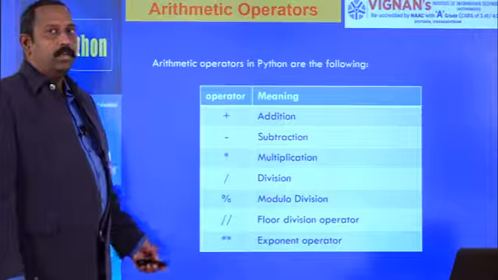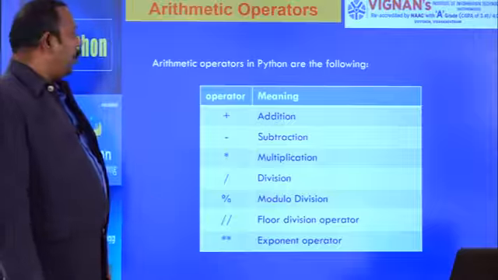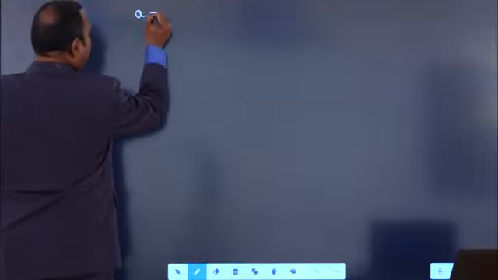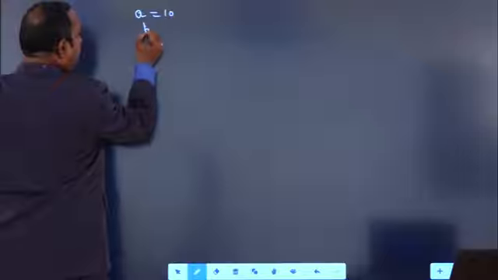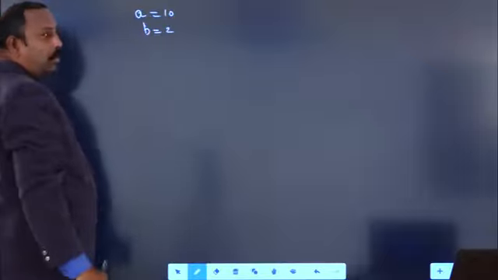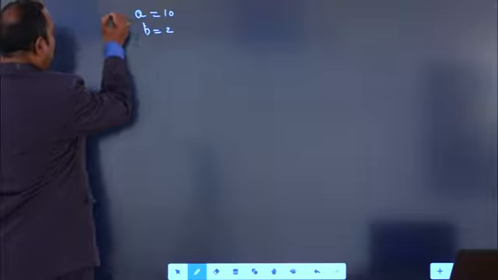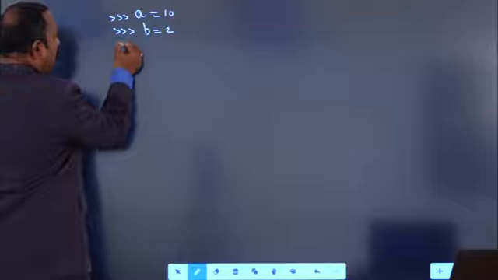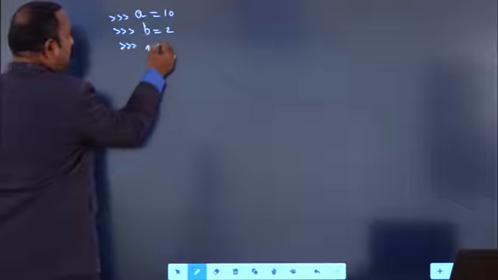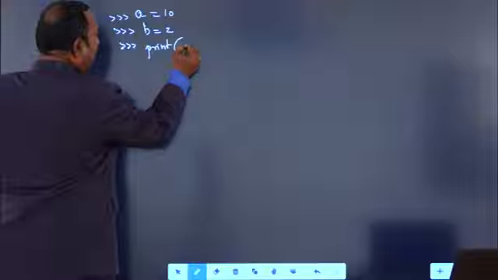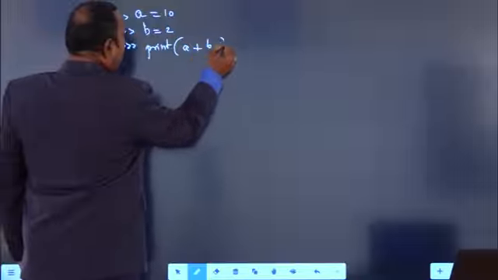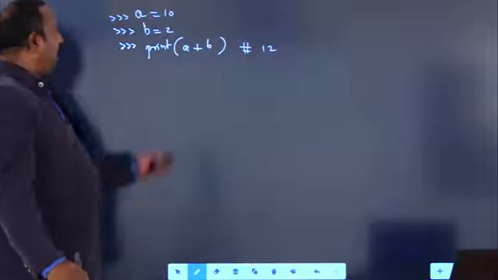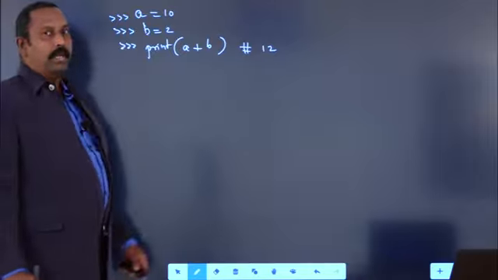Now we'll see examples on arithmetic operators. For example, we have taken a equal to 10 and b equal to 2. Suppose print a plus b. What is the output we will get? 12. The a value is 10, b value is 2, 10 plus 2, we get the output 12.